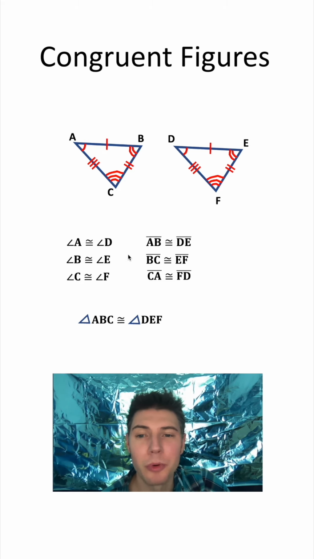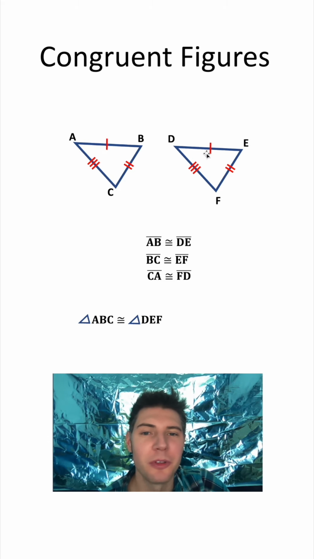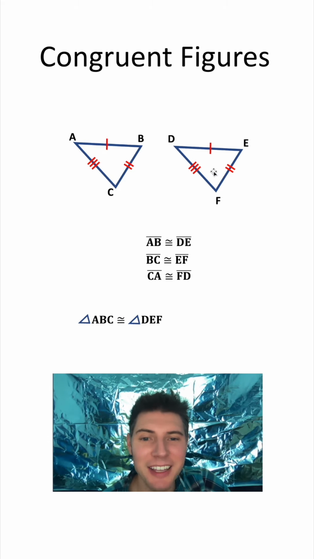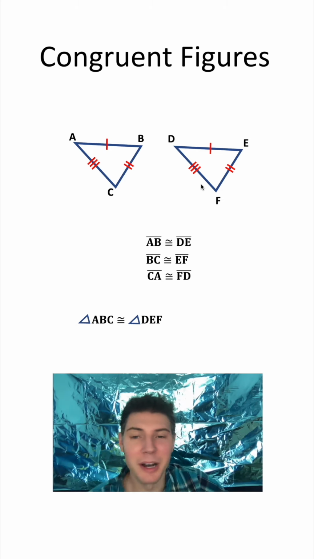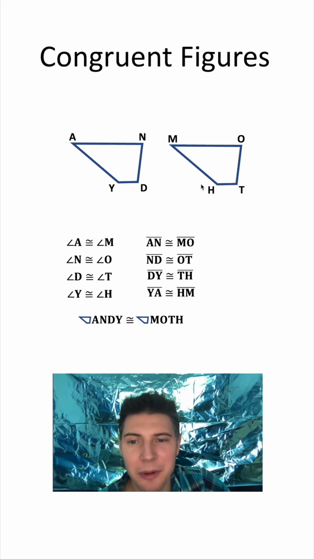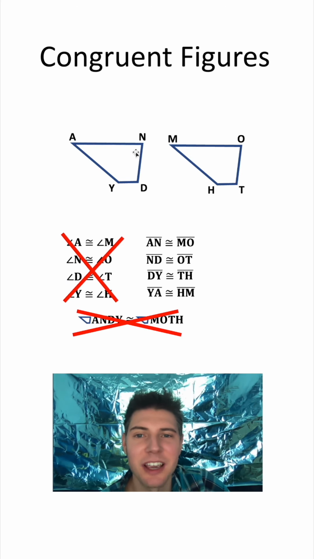Now, if I got rid of these angles and we only knew the 3 sides, that is enough to say that these two triangles are congruent. We don't need to know the angles. But if this were a quadrilateral and we got rid of the angles, we can't say for sure that these are equal just because the sides are equal.